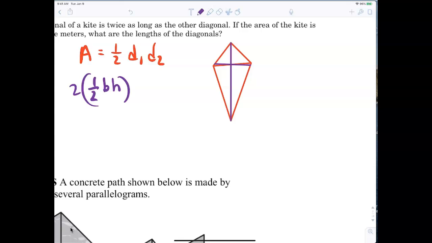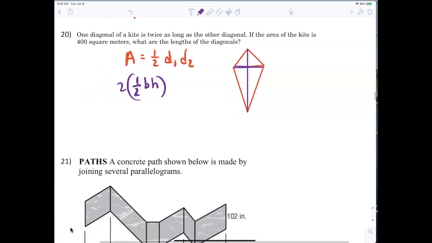So this right here is the what? Base. And that is the what? And that's the height. All right? So again, if we know that this one diagonal is twice as long as the other. So from here to here, help me out with that. What is that? That's x. And then the other one's going to be what? The other one's going to be 2x.